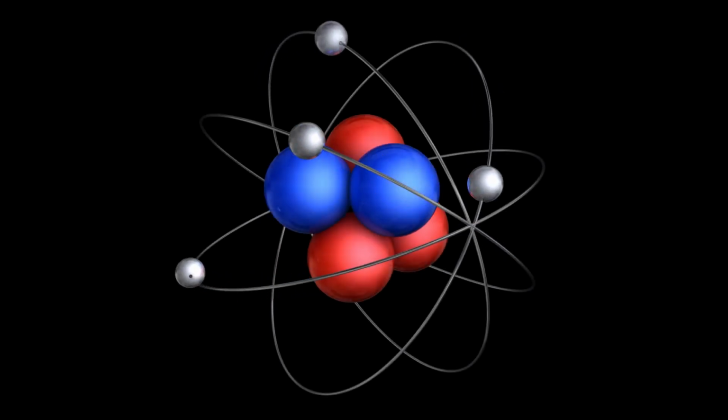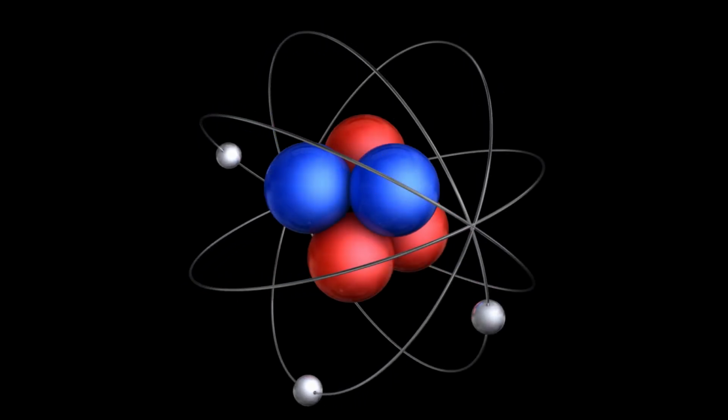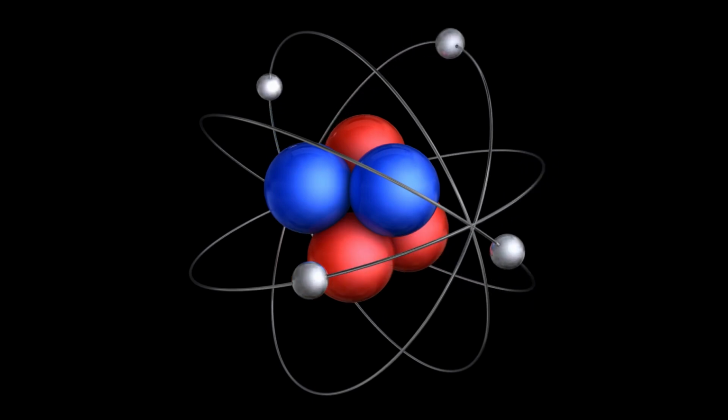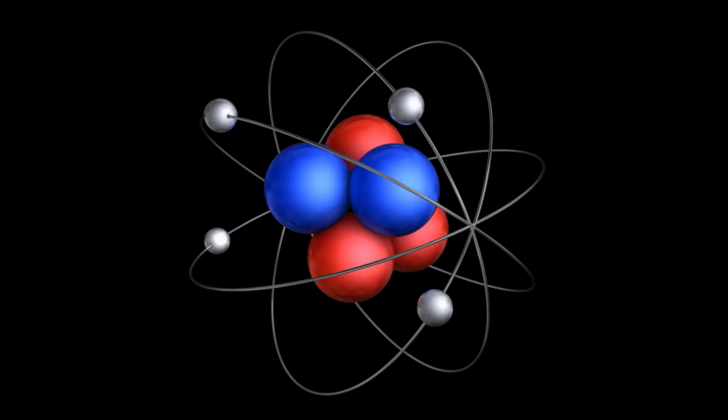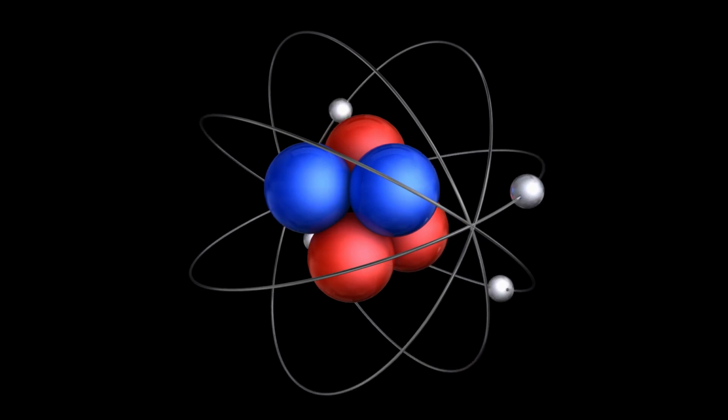This is probably your idea of what an atom looks like, with a nucleus of protons and neutrons at the center and electrons spinning around the nucleus. But the scale of this model is not right, not even close.